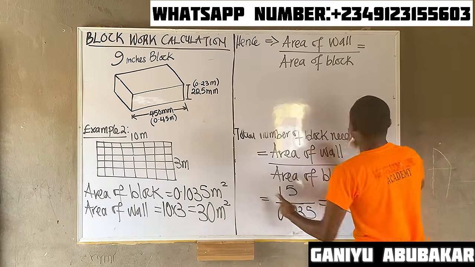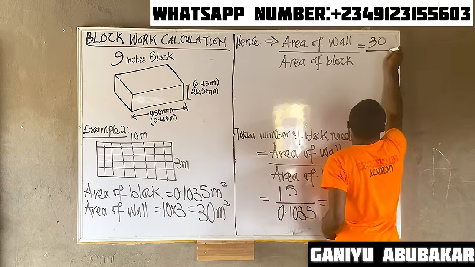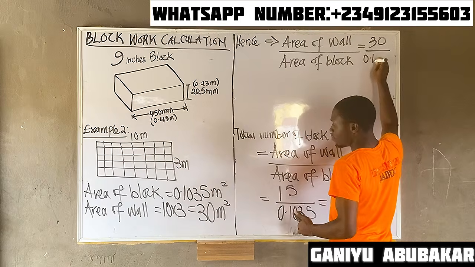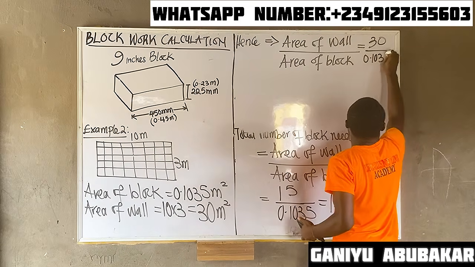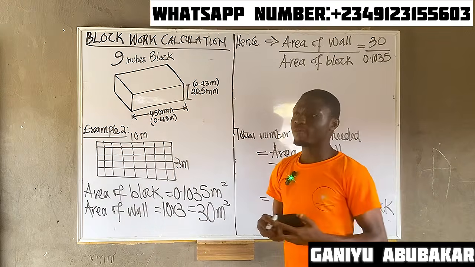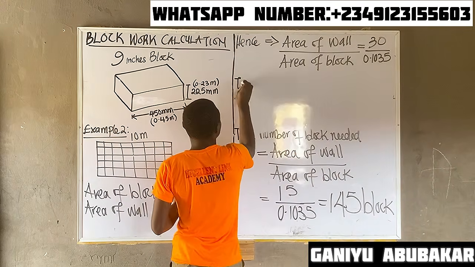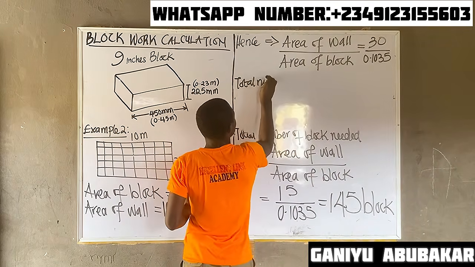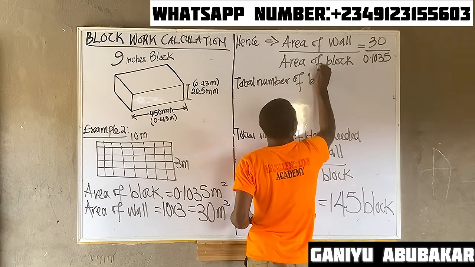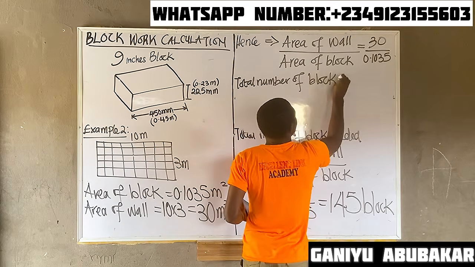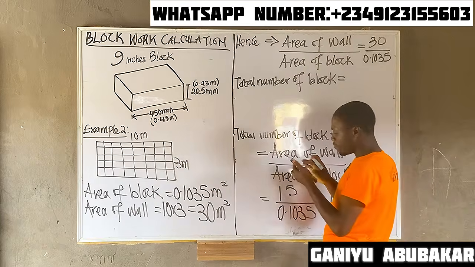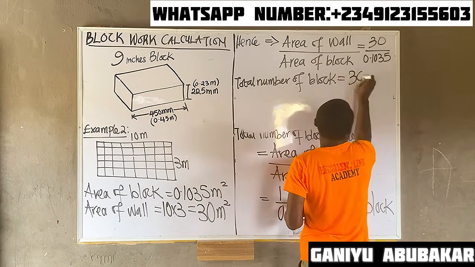Area of wall, yes, that's 30. 30 all over area of block, that is 0.1035. Divide is 2. It means that the total number of blocks needed will be equal to dividing these two values. If I divide those two values, that should give me about 300 blocks.